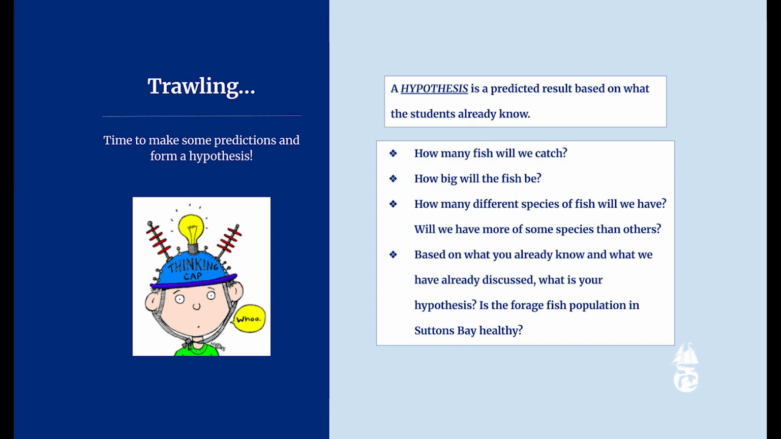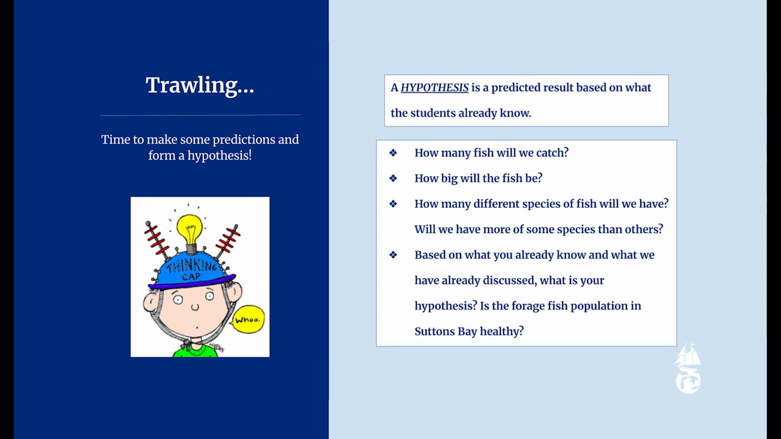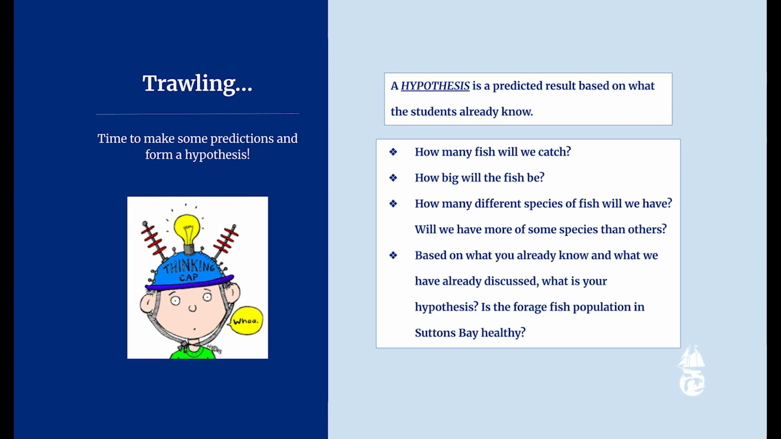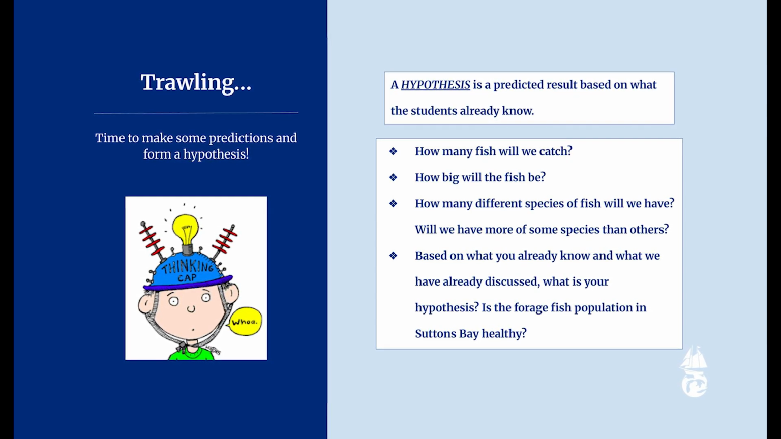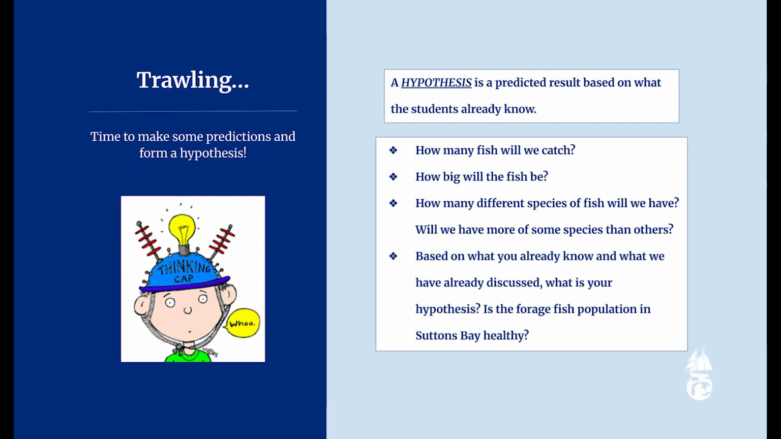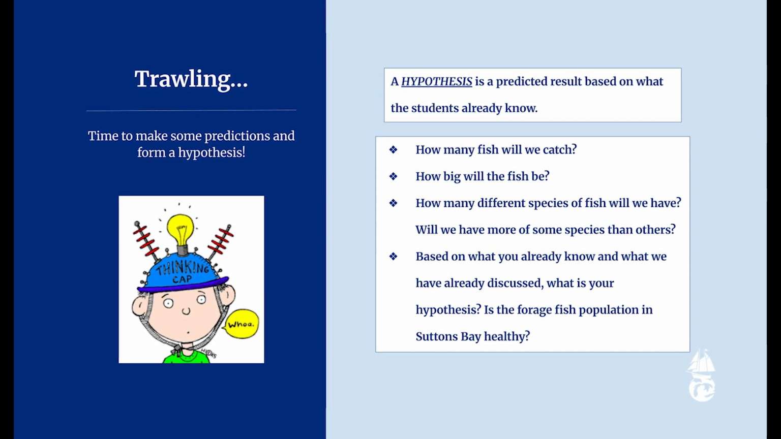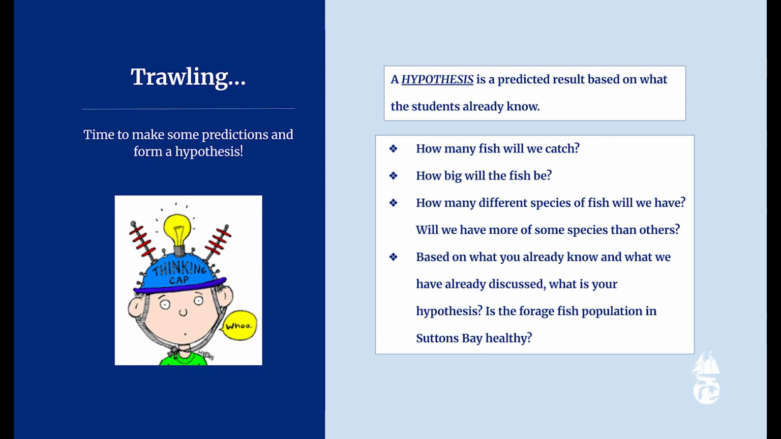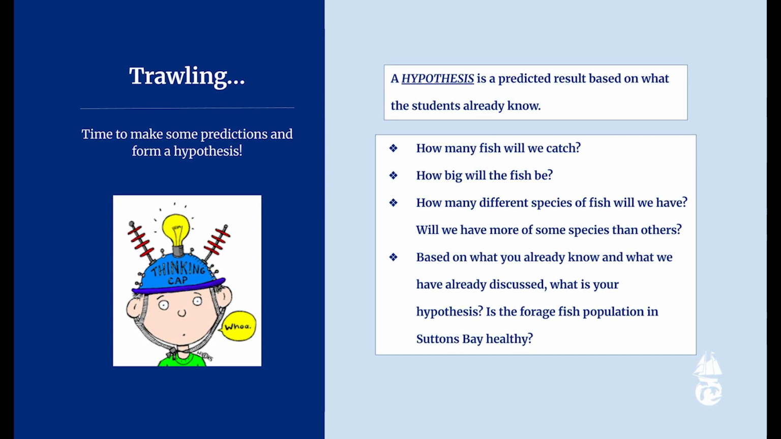Trawl time is also a great time to invite students to make predictions about their sample and form a hypothesis about their research project. A hypothesis is an informed prediction about the answer to their research question. You can help your students make these predictions by asking them questions such as, what kind of species could we catch? How many different species of fish could we catch? How many fish will we catch in all? How big will the fish be? Will there be a diversity of species, or will there be more of one than others?